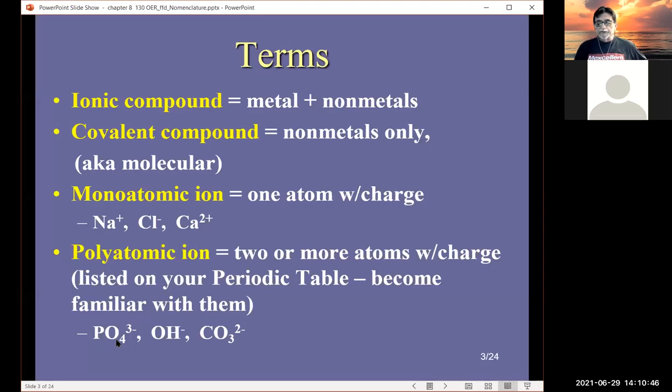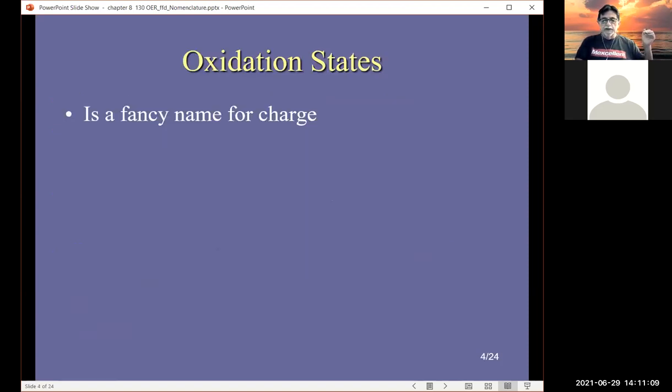And here we've got the phosphate example, PO4 -3. The whole thing has a -3 charge. The hydroxide, OH negative, we're going to use that quite a bit for the next chapter dealing with acids and bases. And then carbonate, CO3 -2. Whether you write -2 or 2 negatives, it's the same thing. Doesn't make any difference.